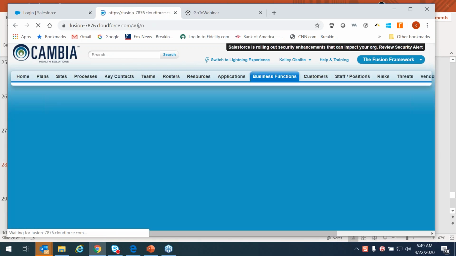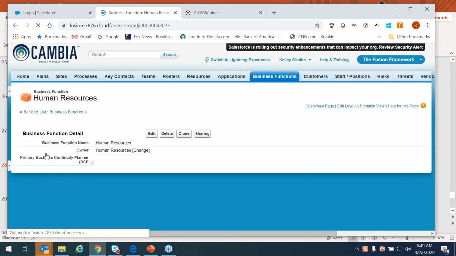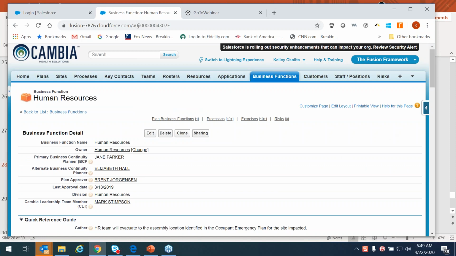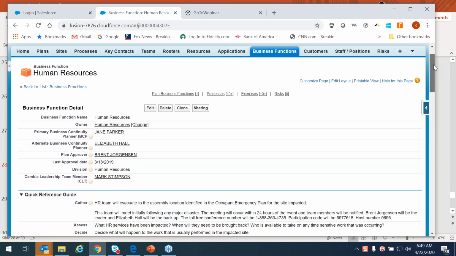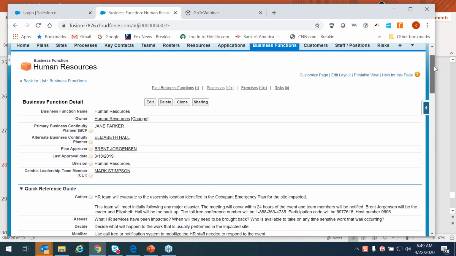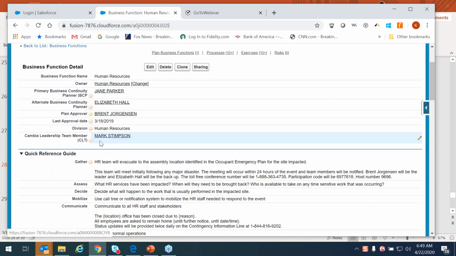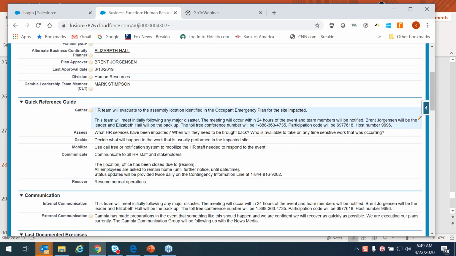And then if I go to business functions, and I'm going to pick on human resources because, believe it or not, I actually report up through human resources. Here's my human resources business continuity plan. So I have my planner, an alternate planner, who approves the plan, and who the senior leadership member is, so our corporate leadership team. So when I do my reporting up to leadership, it shows that this particular plan gets reported up to Mark Stimson. Here's our quick reference: gather, assess, decide, mobilize, communicate, recover.